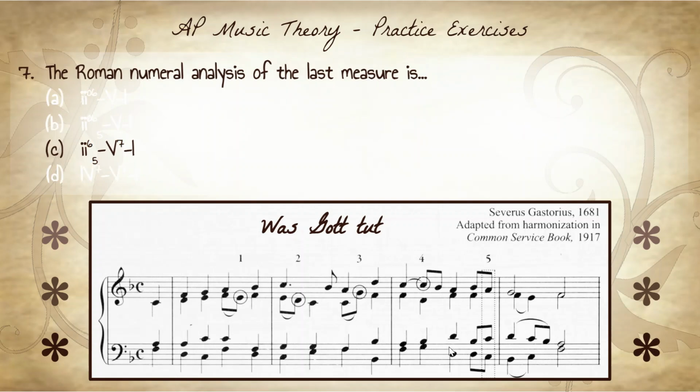Correct answer is C. The correct Roman numeral analysis of the last measure is a second inversion seventh supertonic to a seventh dominant to a tonic.